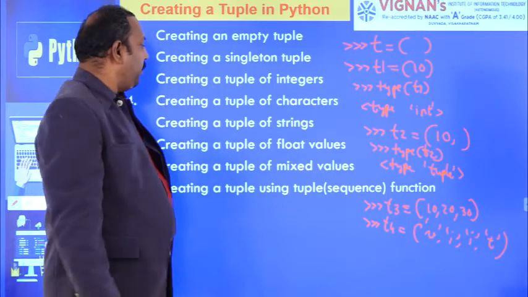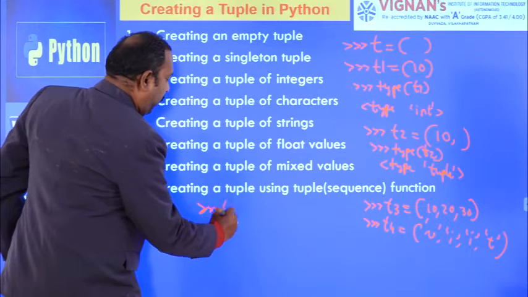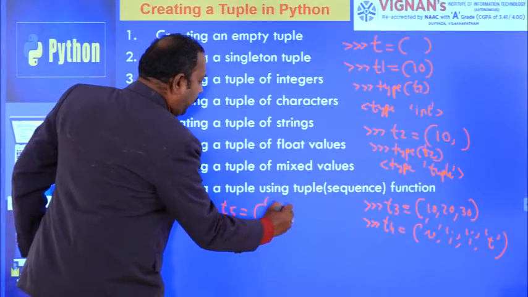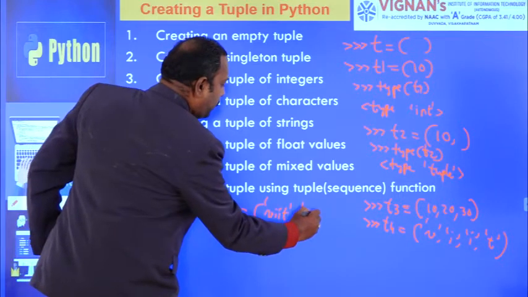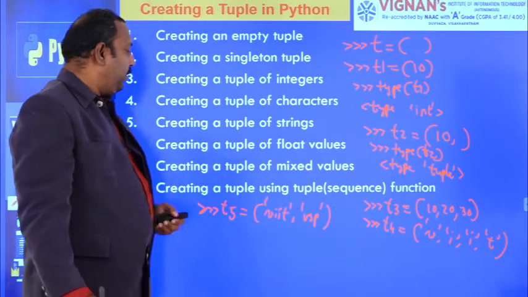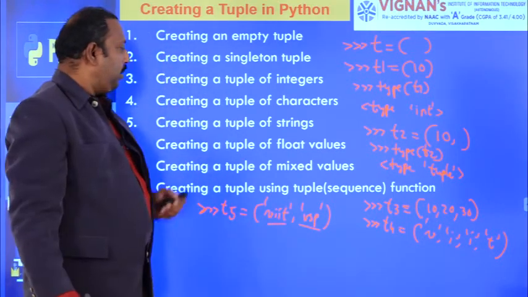Similarly, creating a tuple of strings. I want to create a tuple of strings. Then you have to write T5 is equal to, suppose, VIIT, VSKP. So like this you have to create a tuple of strings. This is one string value, this is another string value. So it is a tuple of strings.